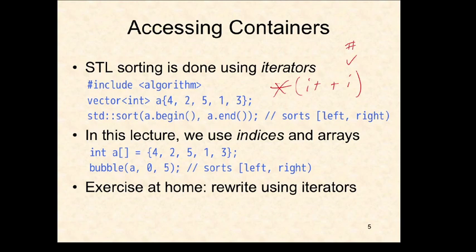In this lecture, we're going to assume that when we give you two indices, left and right, we have the same sense as iterators would have: the left index is inclusive, the right index is exclusive. That would make your job easier translating these to iterators, since we're being consistent this way.